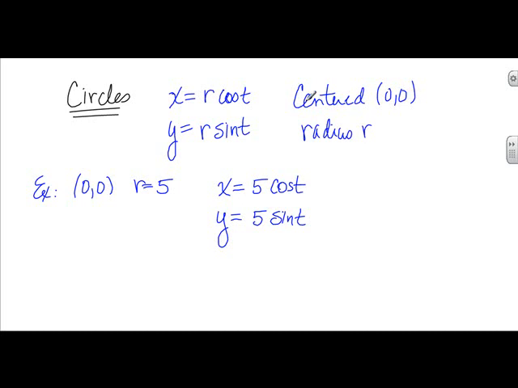Now, what parameter interval makes sense with that? If you simply want to generate one rotation around the circle, think about the values of the angle, the central angle t, that would give you a complete rotation. 0 to 2 pi is going to make sense. Also keep in mind that if you've got this particular setup, this is going to graph the circle counterclockwise.